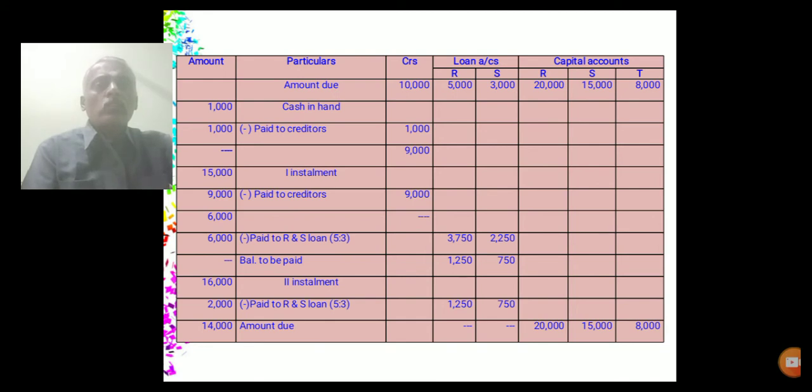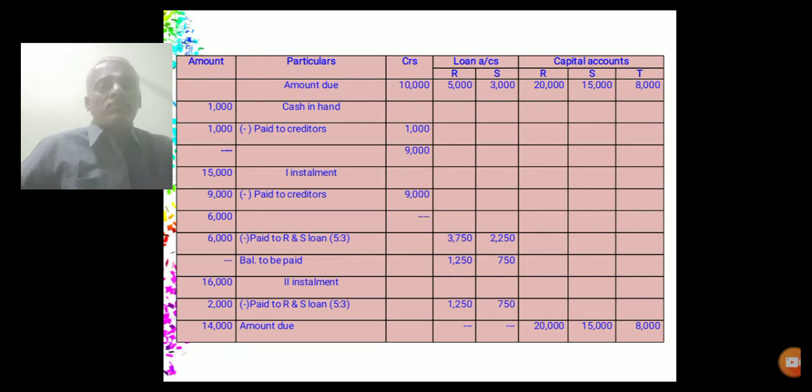First of all, we have to enter all the amounts into this particular statement. First, amount available, then particulars: creditors, loan account. The loan account is divided into two parts, R's loan and S's loan. Then capital accounts R, S, T. So the amount due should be recorded as given in the balance sheet.